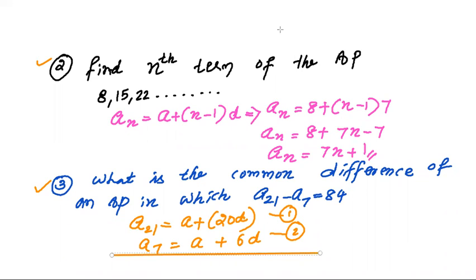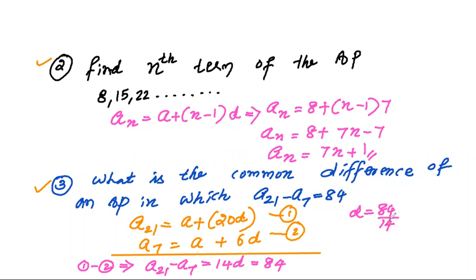I can subtract them. So I'm simply doing 1 minus 2. If you subtract a21 minus a7, this a and a are getting cancelled. 20d minus 6d, we are getting 14d. Its value is clearly given as 84. So from there, what is d? d is equal to 84 divided by 14, which is equal to 6. So common difference d is equal to 6.